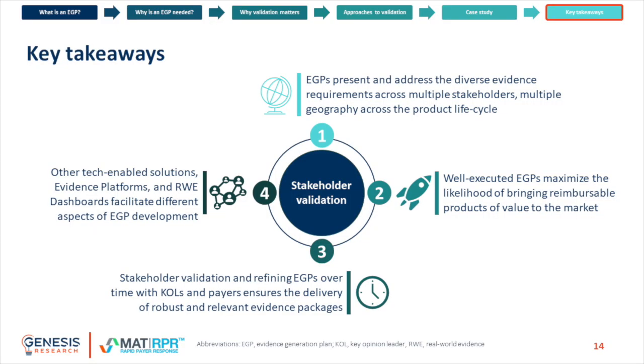So in conclusion, EGPs provide a systematic way of collating the evidence needs across the market. It helps in alignment within the organization, and when executed well with external insights, you are able to make meaningful, positive outcomes from a reimbursability perspective. And stakeholder validation certainly has been done in the past, but when you do stakeholder validation in a more agile fashion, you are able to deliver robust and relevant evidence packages.